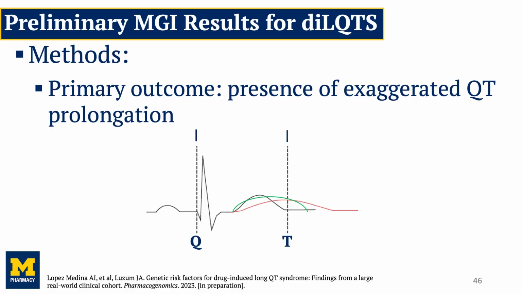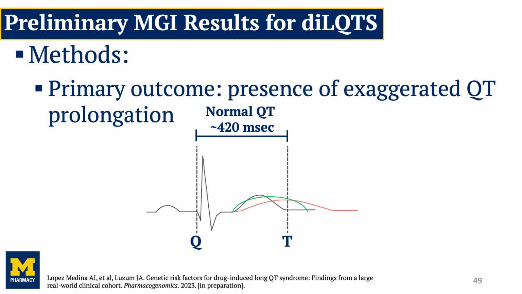So a primary outcome was presence or absence of exaggerated QT prolongation. So we did look at this as a binary outcome. So why did we do it this way? Here's the QT interval again. It's argued actually what is the normal QT interval.